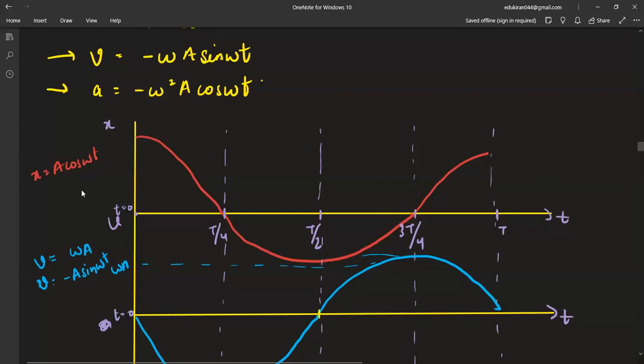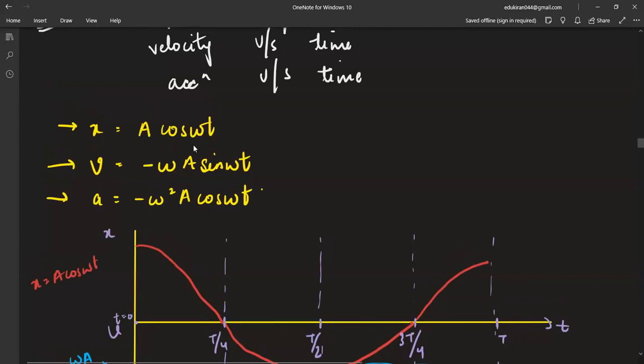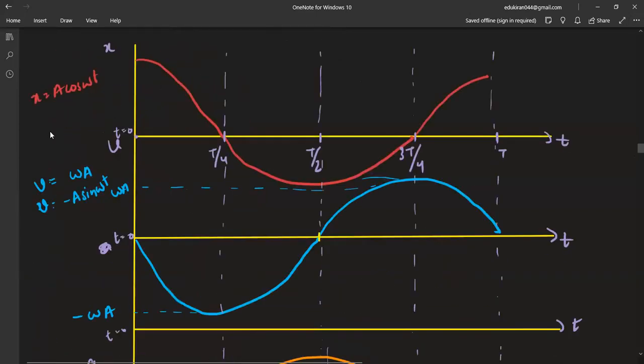So see, these three equations you should know first. x is equal to a cos omega t. Differentiating it gives velocity, that is minus omega a sine omega t. Differentiating it further gives acceleration, minus omega square a cos omega t. Now, first equation, x is equal to a cos omega t. For cos, we always have this graph.